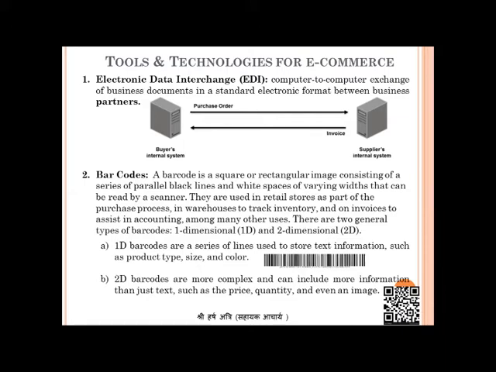Then the second is barcode. We all are familiar with barcodes. A barcode is of two types, one dimensional and two dimensional. In one dimensional, we have single stripes carrying information like made in India, made in China, made in USA, made in Japan, the cost of that product, etc. 2D barcodes are more complex and can include more information than just tags, such as price, quantity, and even an image. With the help of a scanner, we can easily scan this barcode and we can get all the information regarding the product.